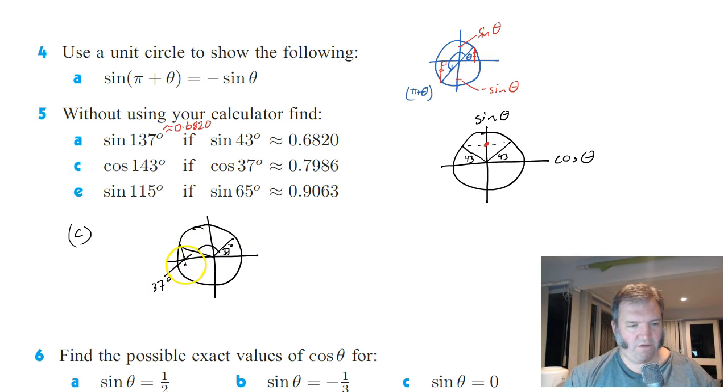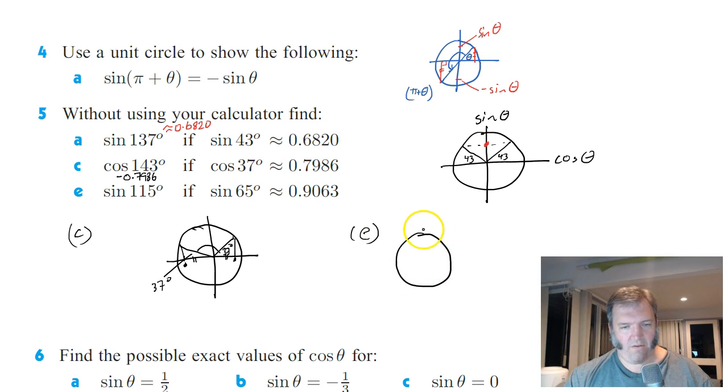Now, what do I know about the cosine? Well, they'll have the same length, but the cosine of 143 is negative. So if cosine of 37 is 0.7986, the cosine of 143, it's the same size, but it's in the negative direction, isn't it? It's to the left of the origin. Negative 0.7986. Lastly, let's see if I can do a better one for E. Oh, that's a fair bit better, isn't it?